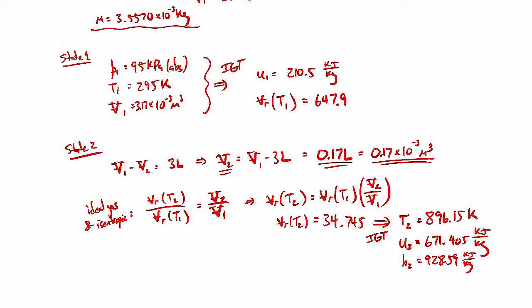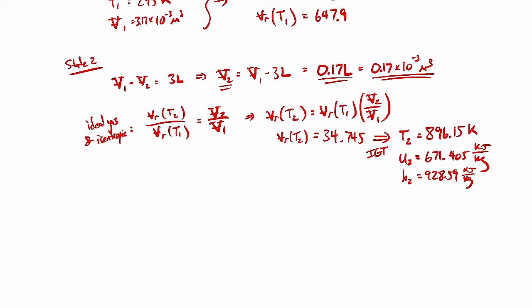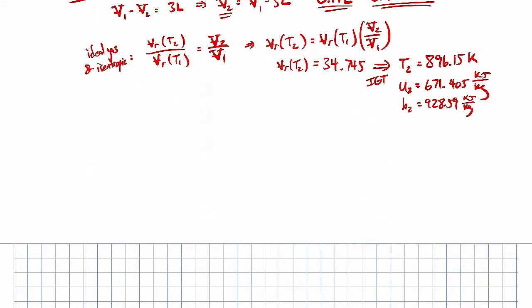While we're here, let me also calculate P2. So I want to find the pressure. Note that P2 and P3 are the same. That process from 2 to 3 is the heat addition, and that's a constant pressure process for a diesel cycle. So let me just calculate P2 while I'm here.